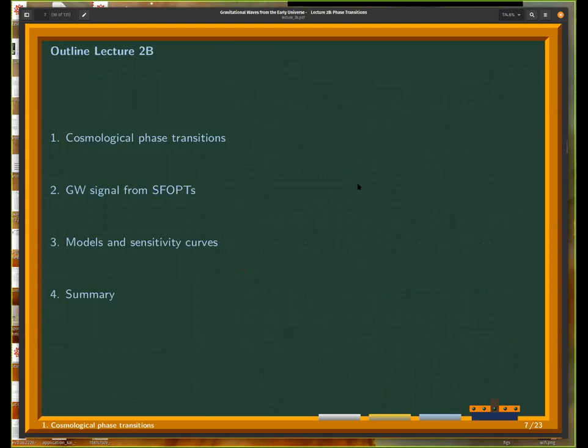All right. So after this brief introduction to cosmological phase transitions and the motivation for searching for gravitational waves from such phase transitions, I now want to turn to a slightly more detailed description of these phase transitions and the gravitational wave signal. So this will be the next part of this lecture. And then finally, if there's still some time, I will talk about models and different ways of quantifying experimental sensitivities to gravitational waves in these models.